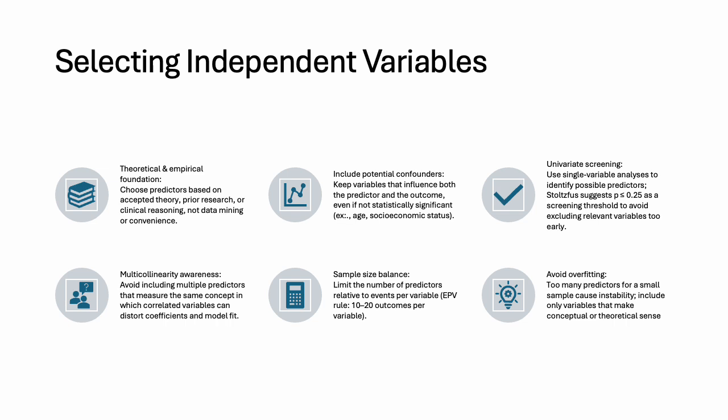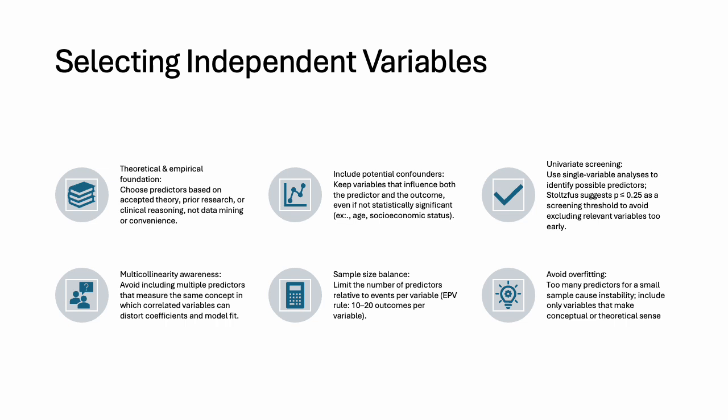Next, we want to identify potential confounders, these variables that affect both the predictor and the outcome. Something like age and socioeconomic status or education, even if they're not statistically significant, keeping them in the model helps control for bias and gives a more accurate picture of the relationships that really matter. Then we have univariate screening. This means testing each variable individually before including it in the full model.